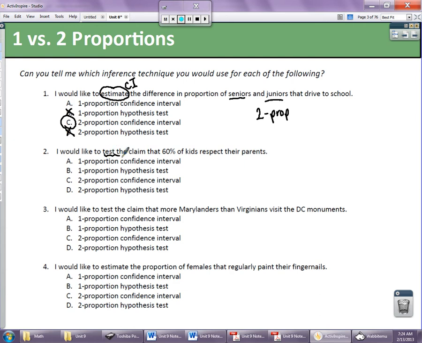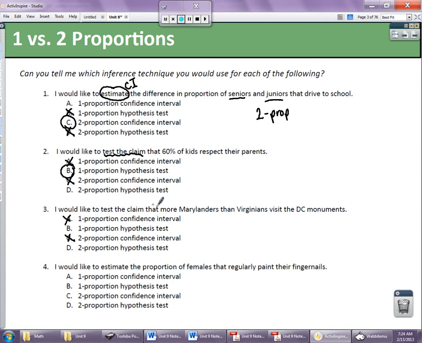Here I'm going to test a claim. So whenever you see test a claim, you can get rid of a confidence interval and you know that you're doing a hypothesis test. And in here we're just looking at the claim that 60% of kids respect their parents. So in that case I'm just doing a one proportion hypothesis test because it's just one proportion that I'm looking at of kids that respect their parents.